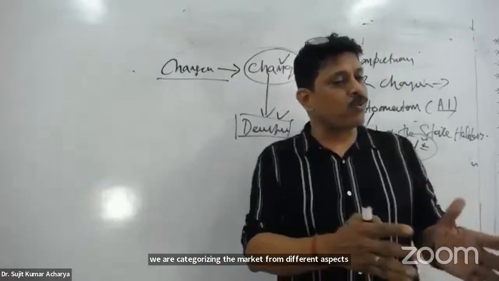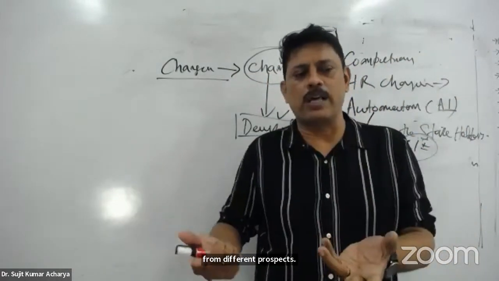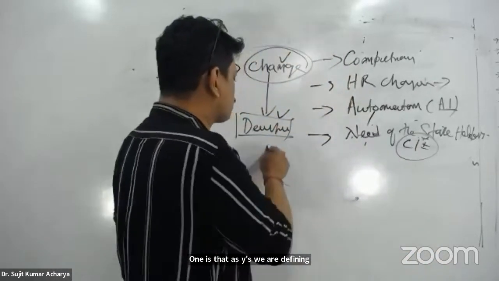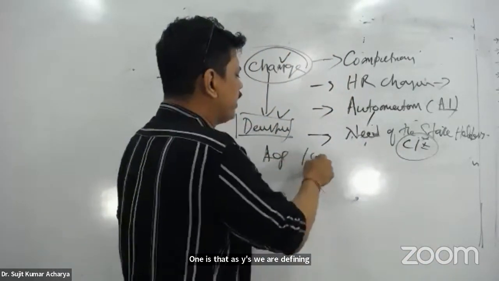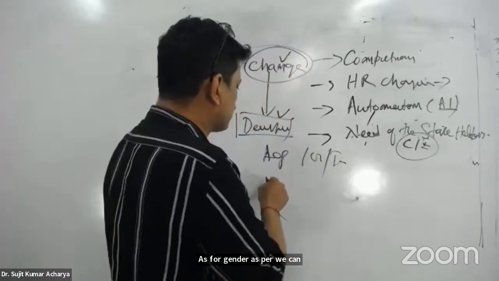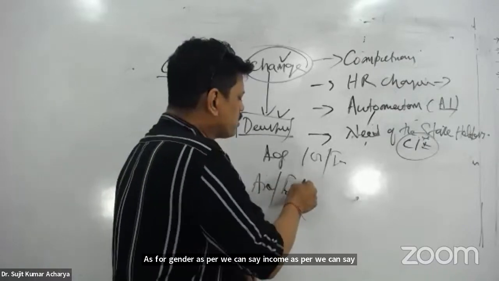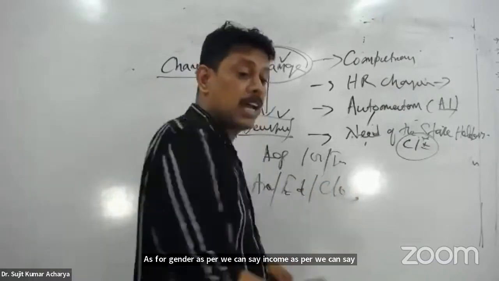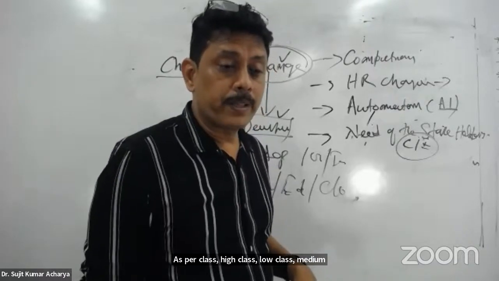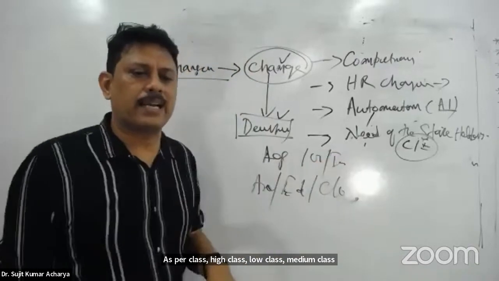One is that age wise we are defining. Think, the market segmentation will be like this. We are dividing the market as per age, as per gender, as per income, as per rural or urban area, as per education, as per class, high class, low class, medium class. Now when we segment the market, the needs will also come like that.